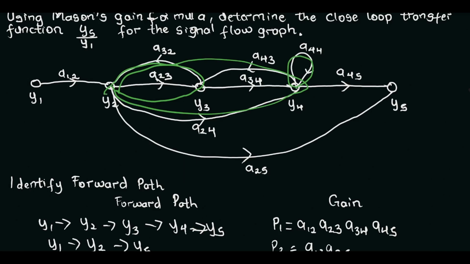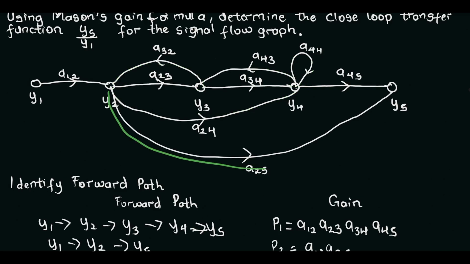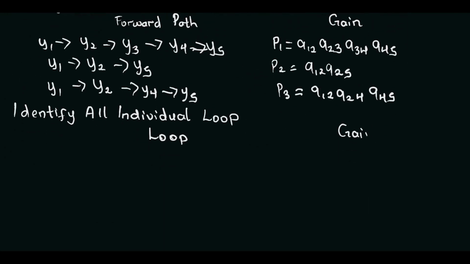The reason we are not considering this path as a loop is because of the arrow, see the direction. It's not actually going back to Y2. So that's why we're not considering it a loop.